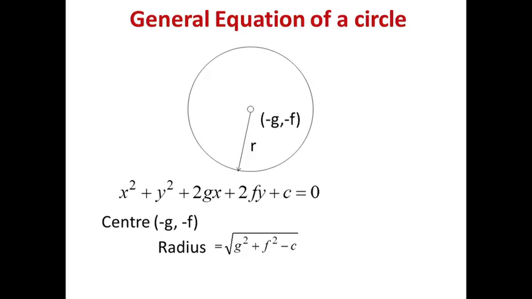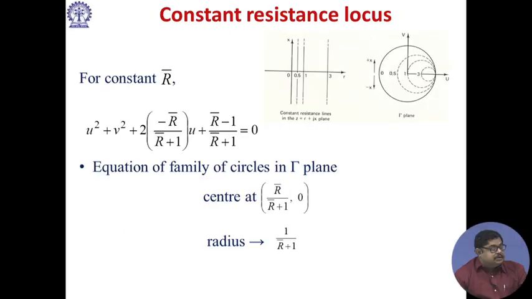So, you can easily find out. We take the help of this. This is just for refreshing your class 12 knowledge, that if I have a circle with center at minus g, minus f and radius r, the equation of the circle is x square plus y square plus 2gx plus 2fy plus c is equal to 0. Then minus g, minus f is the center and r is the radius, where r is given by root over g square plus f square minus c. So, from this if you put in that equation, you get the family of circles.